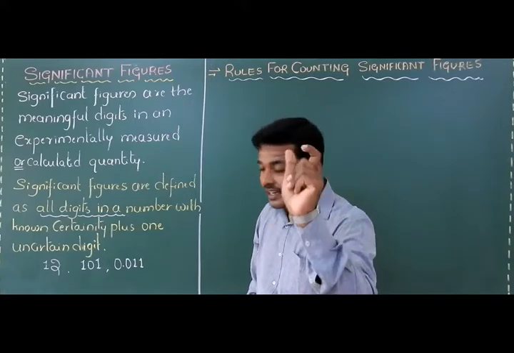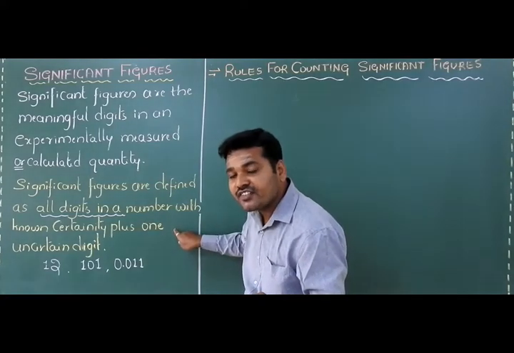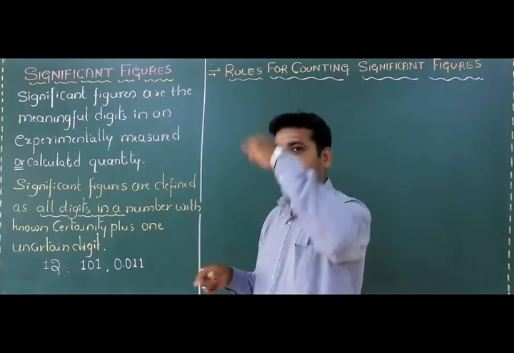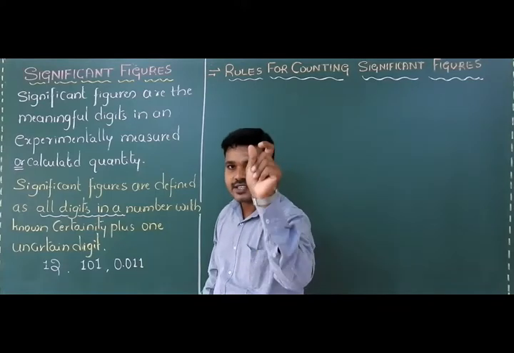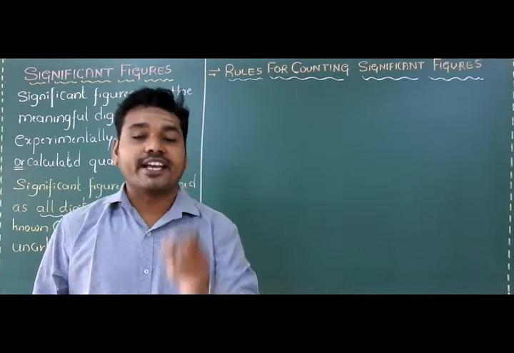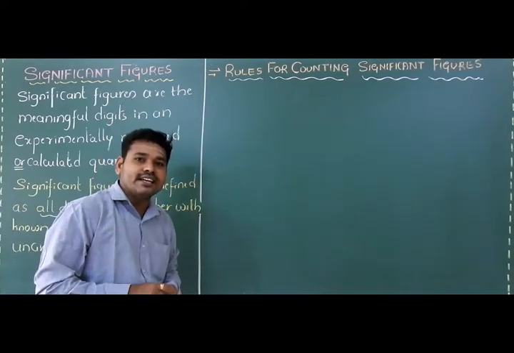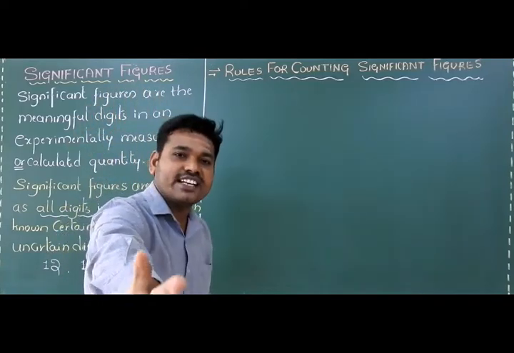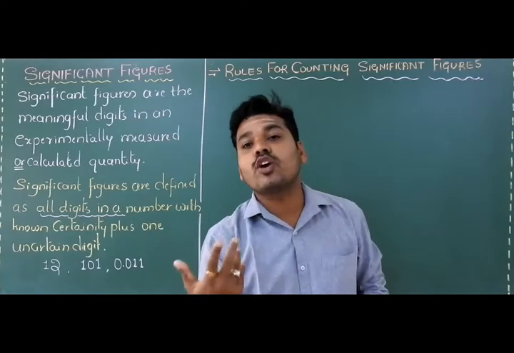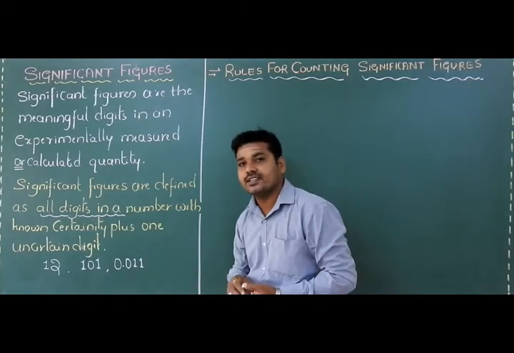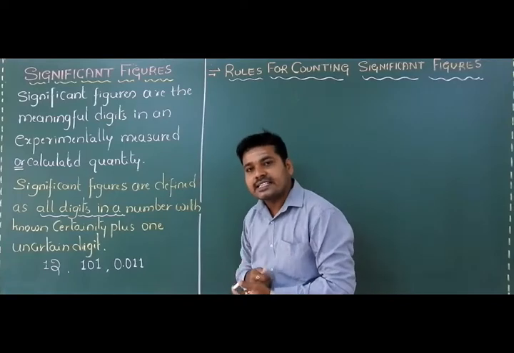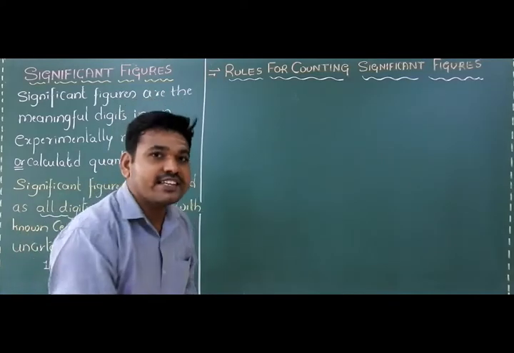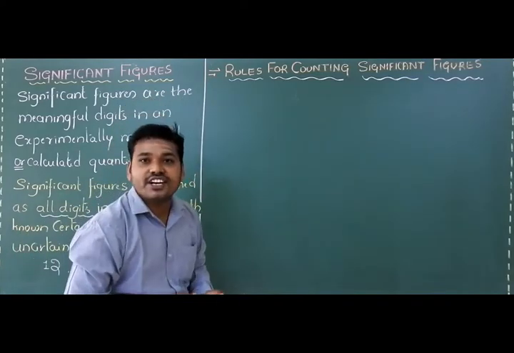And you please recall the last sentence in the definition of significant figures: with known certainty plus one uncertain digit. And especially in the case of given numbers, zeros. Sometimes zeros are counted as significant figures, and in some cases the zeros are not counted as significant figures, students. So when the zeros are counted as significant figures and when they are not, that we'll discuss in the rules for counting the significant figures part.